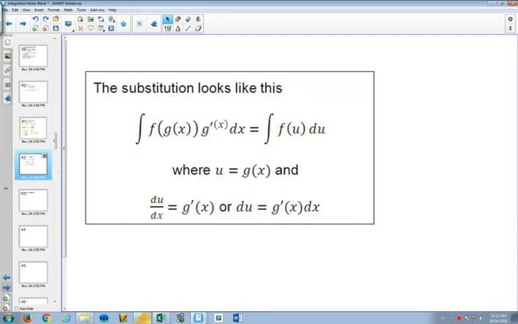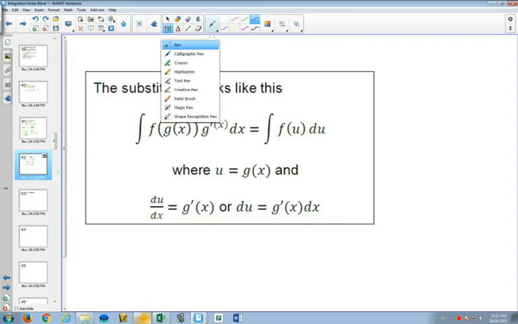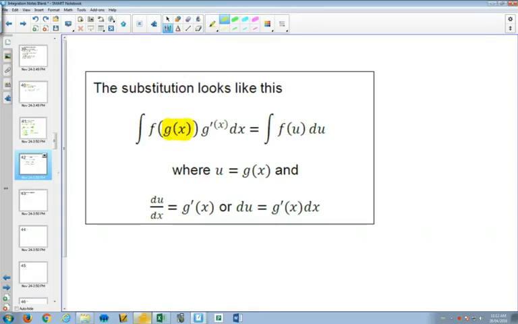All right, now this is formal notation. You're not going to worry about it too much. I'll highlight it so that you can see it better. What we were doing before is looking for a function inside of another function and also having its derivative present.